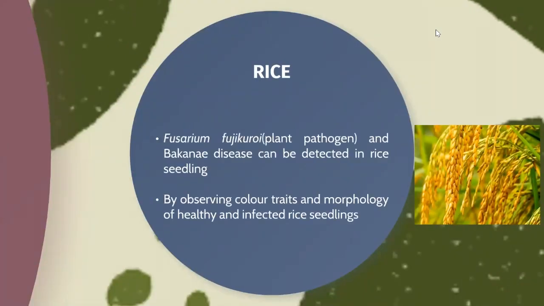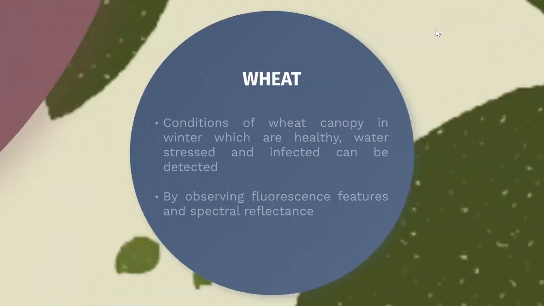Other than that, Fusarium fujikuroi, which is a plant pathogen, and Bakanae disease, can be detected in rice seedling by using this model. This can be done by observing color traits and morphology of healthy and infected rice seedling. Other than that, conditions of wheat canopy in winter which are healthy, water stress, and infected can be detected. This can be done by observing fluorescent features and spectral reflectance.